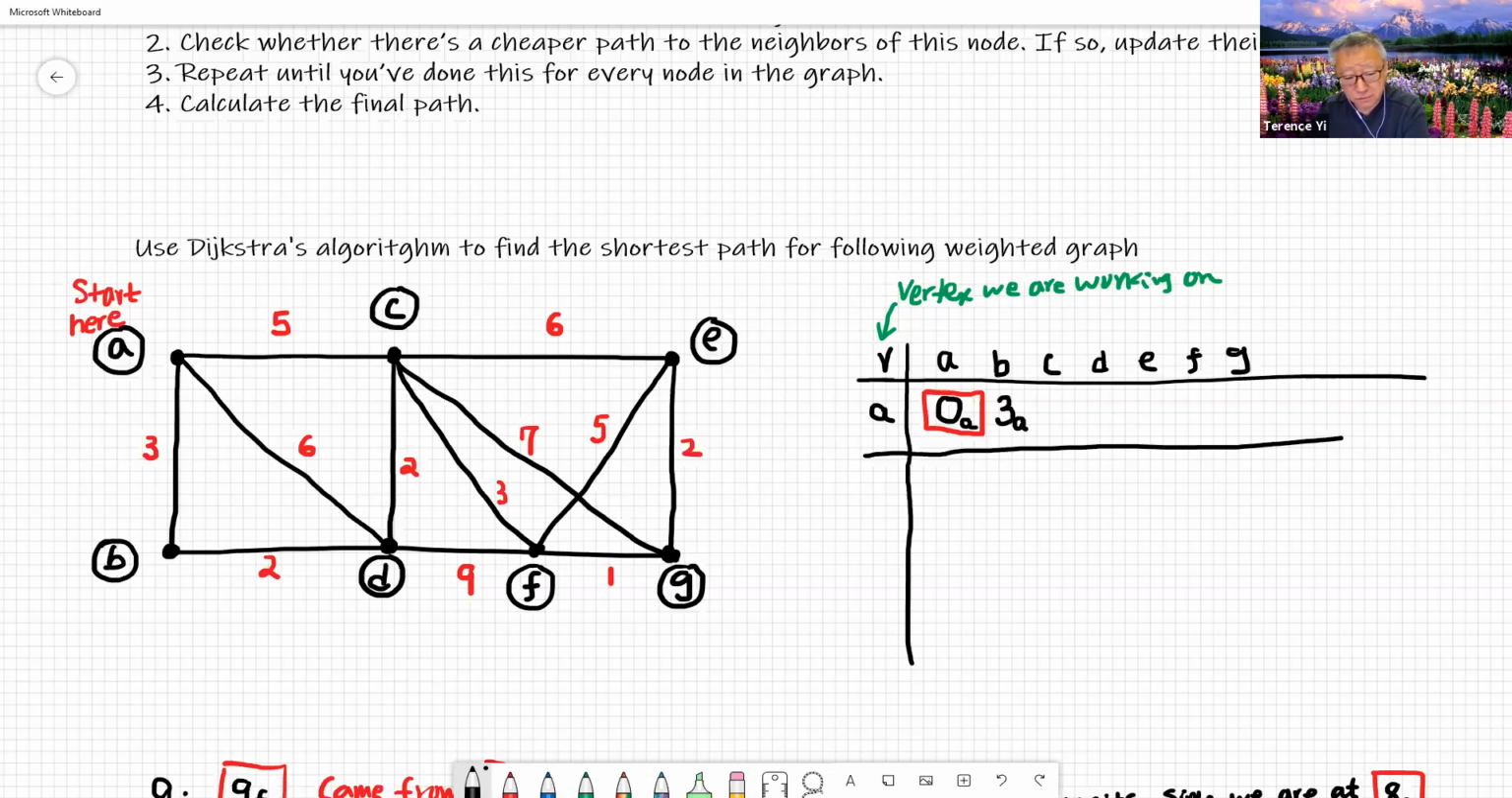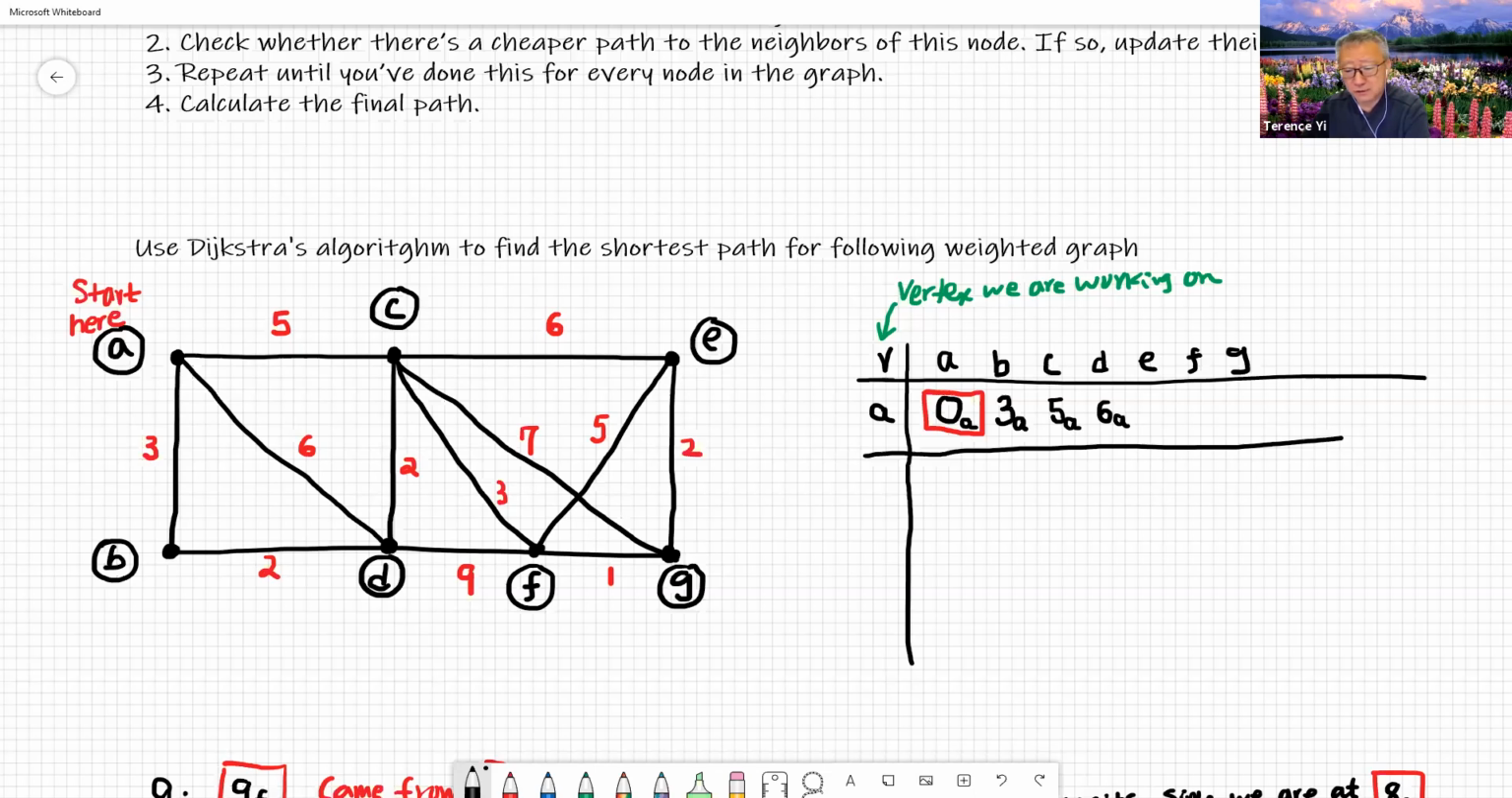Now we're going to go from A to C. Now it indicates 5 units. So I'm going to put 5, and at the same time, I am going to indicate that this comes from A. And we're going to repeat the same process here. Now let's go from A to D. And that's going to be 6 units, right? Again, this came from A. I'm going to put A there.